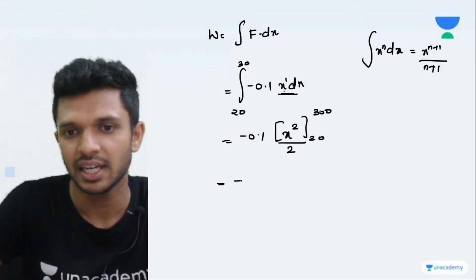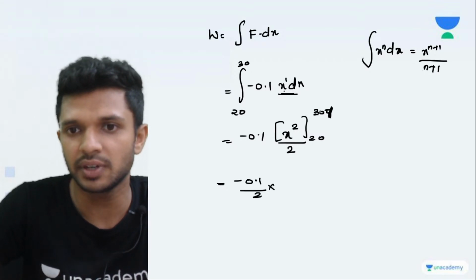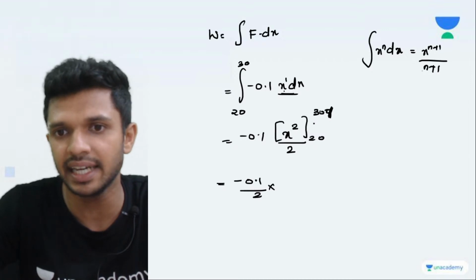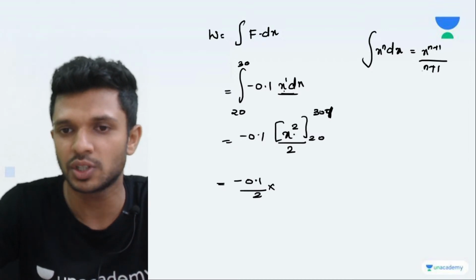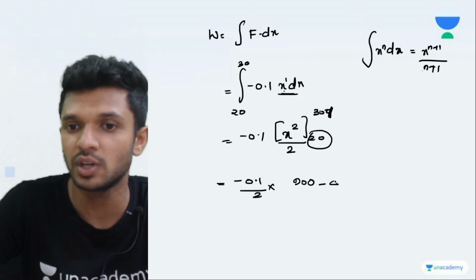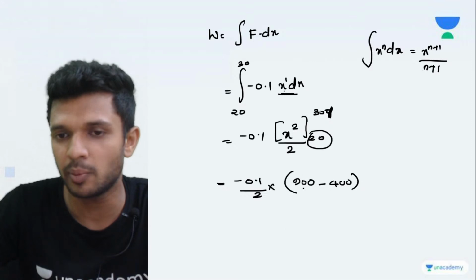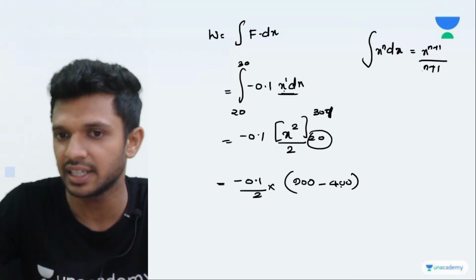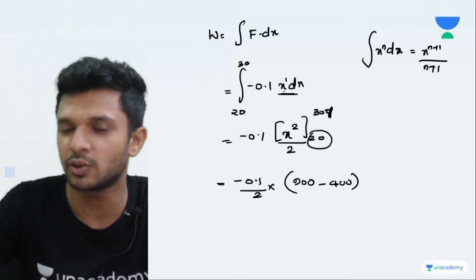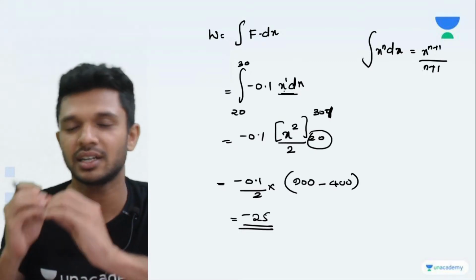So this is negative of 0.1 by 2 times, first x will take 30, so 30 square is 900, minus, then x will take the lower limit, that is 20. So 20 square, how much will it be? 400. The answer is coming. So this is equal to how much? This is equal to 500. 500 into 0.1 is equal to 50. 50 by 2 is equal to how much? 25 with a negative sign. If you have got till here, done.